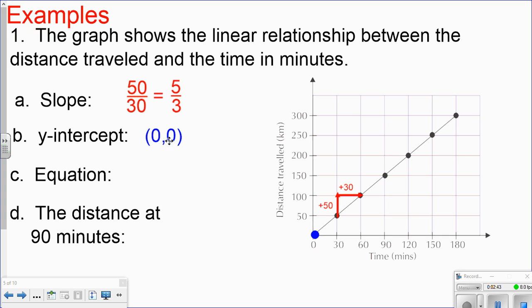Then we need to find the y-intercept. Where does it cross the y? So this one comes in at 0, 0. We write our equation, y equals 5/3 x plus 0. You don't really have to put the 0, but I wanted to show you where it goes. And then if we want to find the distance at 90 minutes, we'll just go up and over, and we'll find that the distance is 150 kilometers.